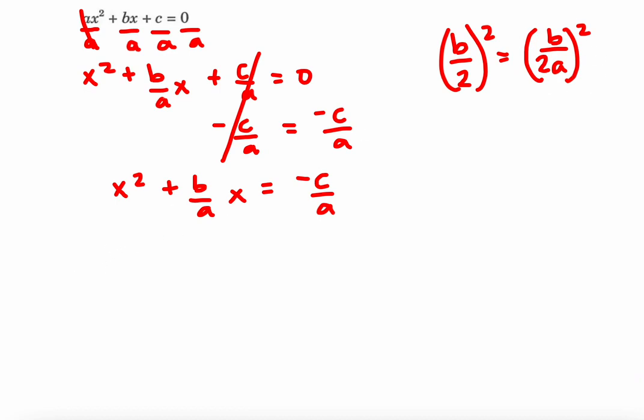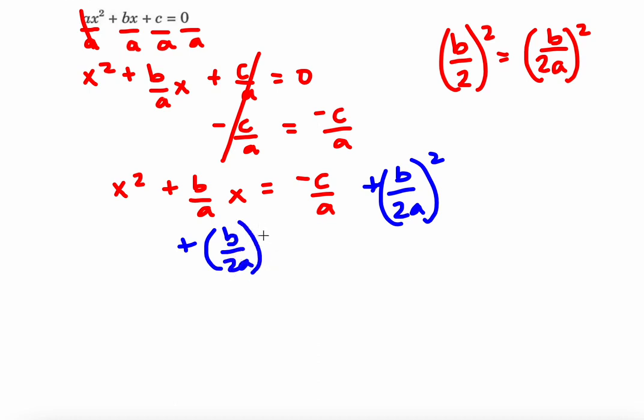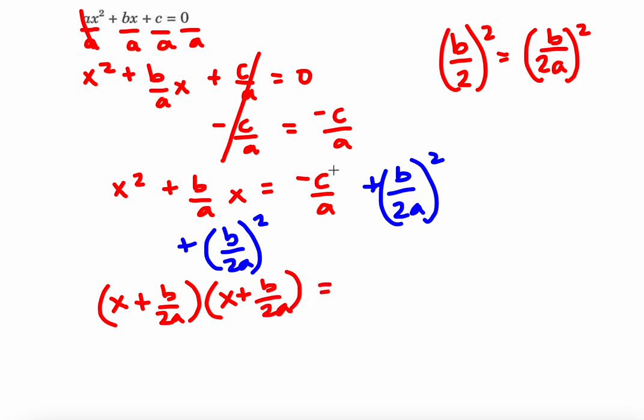So I'm going to shift to a different color. We are going to add this term, b over 2a squared, to the right-hand side as well as the left-hand side, because we want to keep it balanced. Okay, so then now, back to my red, we have the ability to complete the square. x plus b over 2a times x plus b over 2a. Okay, because we're completing the square.